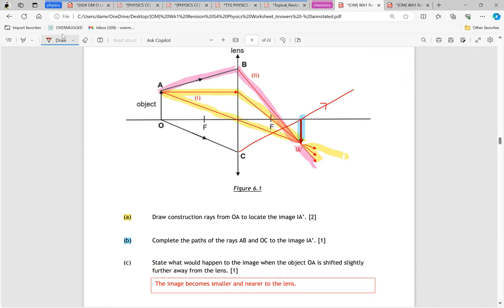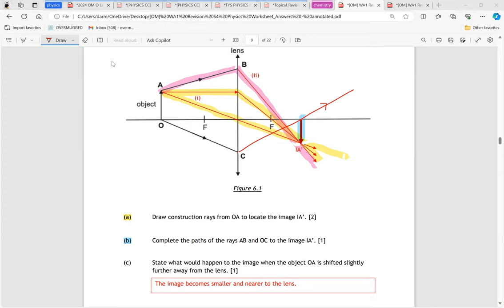If your light ray originated from the top of the object, it will converge to the top of the image. But if your light ray originates from the bottom of the object, it will converge to the bottom of the image. So ignore the answer sheet one. The school can be wrong, don't worry, but I'll correct it when I spot it. The correct light ray is supposed to pass through this way.